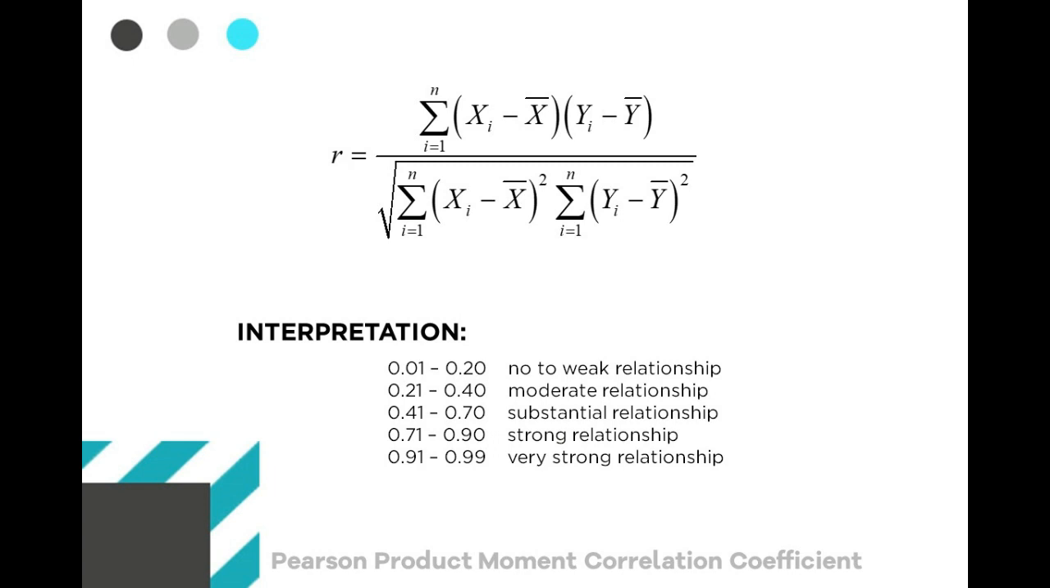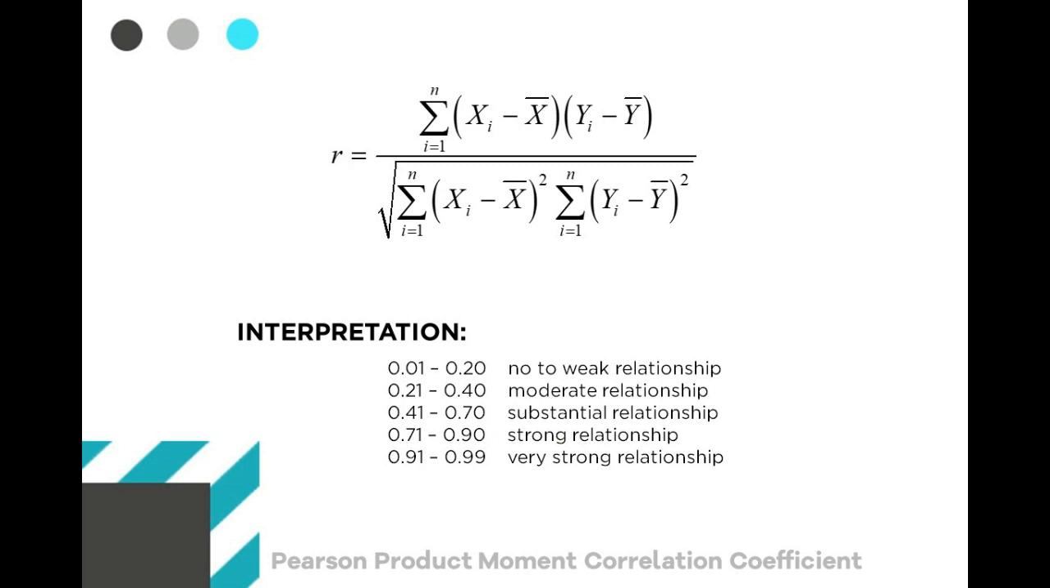Okay, so our r is equal to the summation of x sub i minus the mean of x, multiplied by y sub i minus the mean of y, over the square root of the summation of x sub i minus the mean of x squared, and the summation of y sub i minus the mean of y squared.